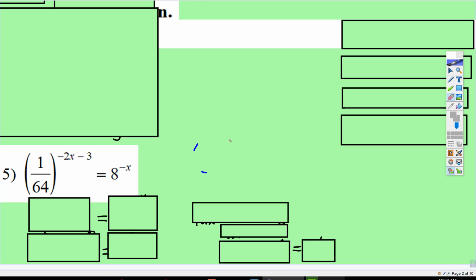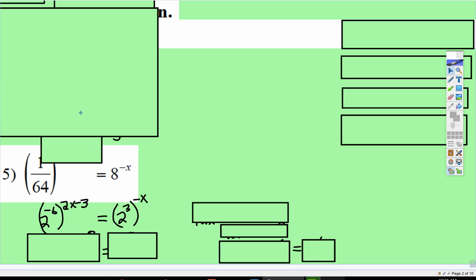But what I want you to get in the habit of identifying, 8 is a power of 2. So I want to rewrite 8 as a power of 2, and I want to rewrite 1/64 as a power of 2. So 8 is the same thing as 2 cubed, and then that would be raised to the negative 1x. And 1/64 is going to be 2 to the negative 6th. If you type 2 to the negative 6, you'll get a decimal. If you hit second, PRB, you'll go ahead and get the fraction.